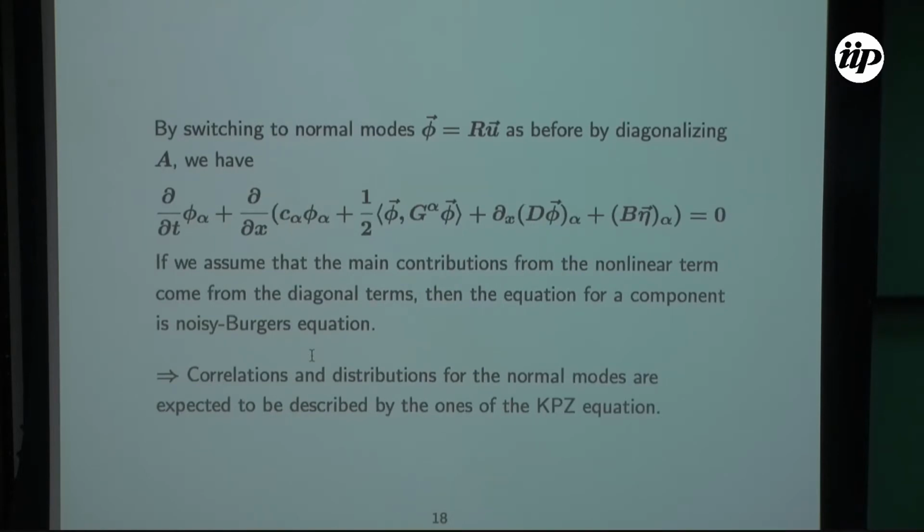And then again, as before for the hydrodynamic equation, we switch to the normal modes by diagonalizing the matrix A. Then in these normal modes, the equation looks like this. This part is basically the same as before, propagating ballistically. But now we also have this nonlinear term, and we also add a noise term. So this is the so-called nonlinear fluctuating hydrodynamic equation. It is a nonlinear equation, and the fluctuation effect is included as noise here, right?